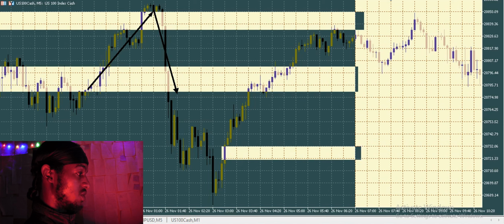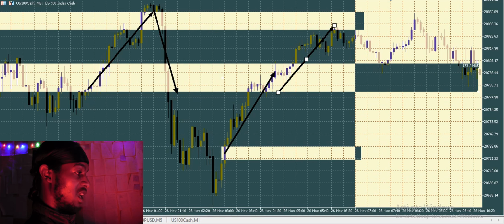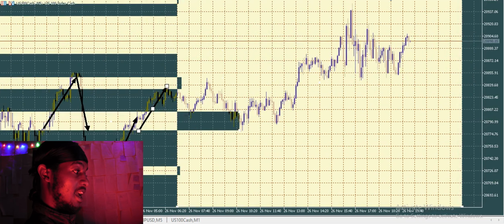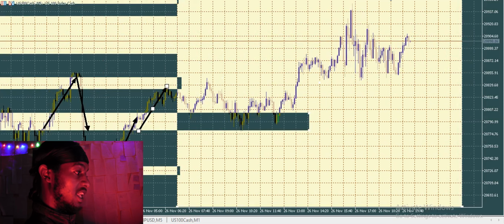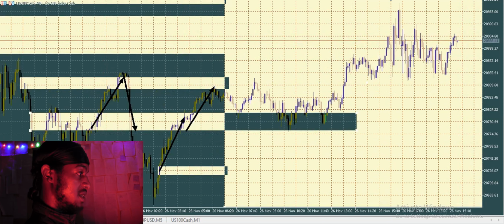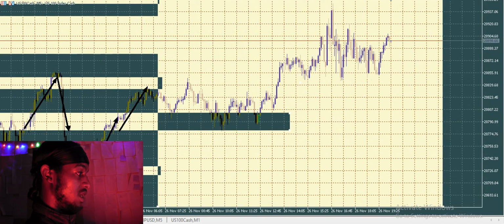Price drove, consolidated in that imbalance, and then it drove up. It got rejected, and when it got rejected, it started playing around the FVG or imbalance that was above it. So it basically started ranging in between here, as you can see there.